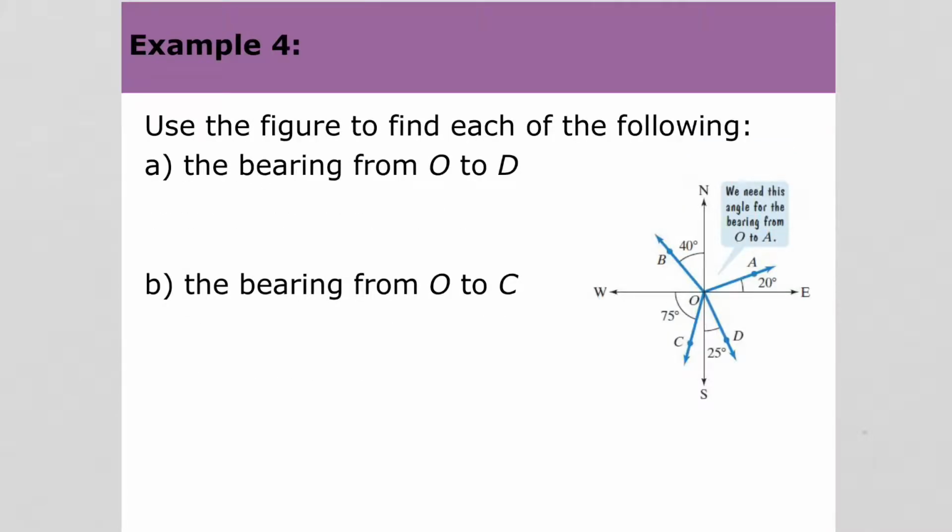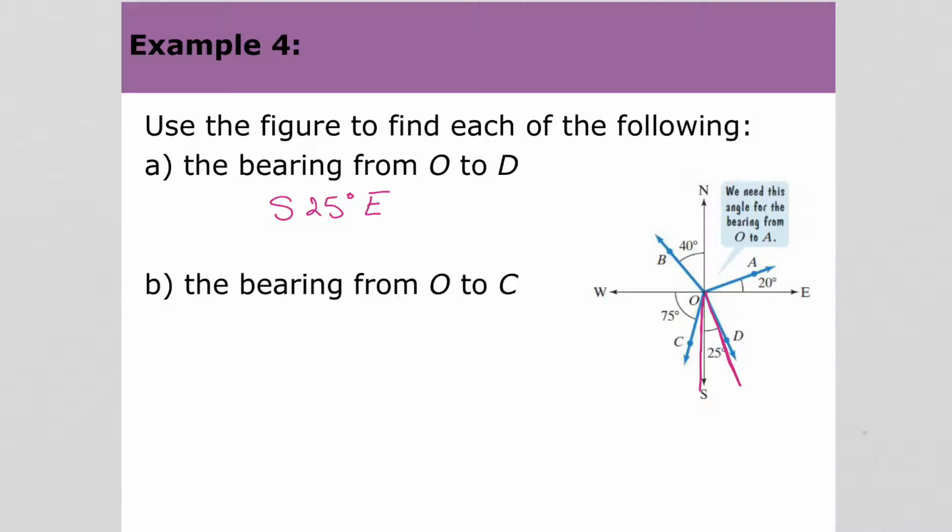So example 4 says, use the figure to find, first of all, the bearing from O to D. So O to D is this angle here. This is pretty simple. We just start with south because it's going south, 25 degrees because that is the angle between the vertical and point D. And then it's heading towards the east, so we put east. And that's it.